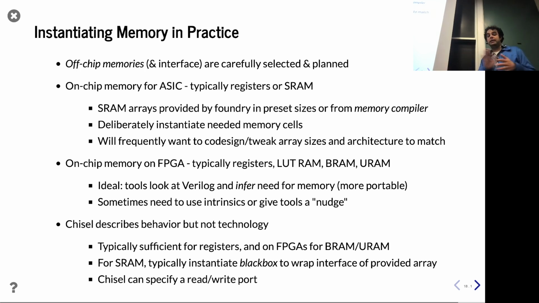For example, on an FPGA, there are certain trade-offs between LUT RAM, BRAM, and URAM, namely in terms of capacity, bandwidth, and other types of trade-offs. And so you actually shouldn't be manually instantiating those RAMs. The tools should be looking at how you're using memories and making the right choice. And so if the Verilog is written the right way, the tools will correctly infer this.